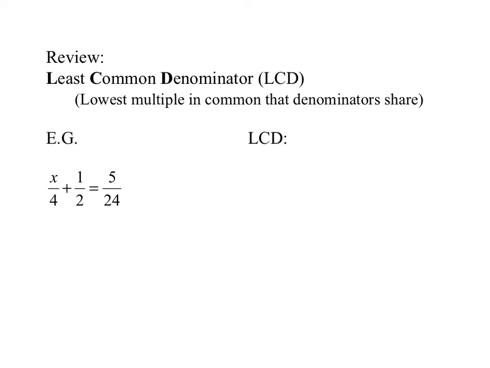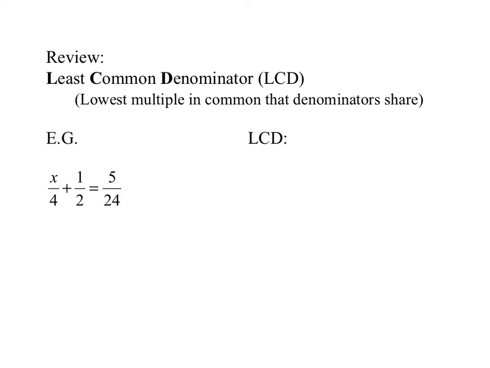So here's an example. x over 4 plus 1/2 equals 5 over 24. We've got three fractions, three denominators: 4, 2, and 24. We want a magic number that will cancel all three denominator values. So it's got to be the smallest common multiple that will do the trick. Looking at the largest value in the list, 24, nothing smaller than 24 will be able to cancel 24.